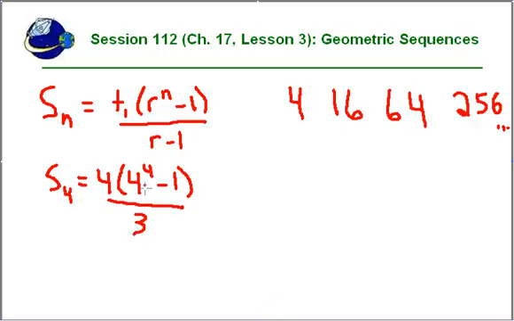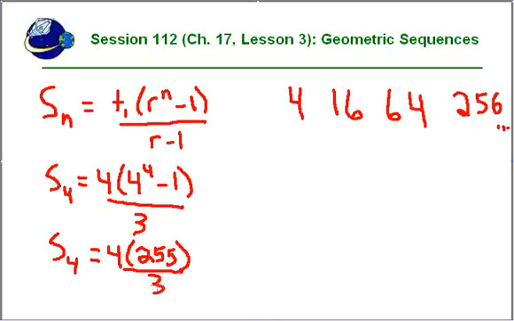Now then, let's go ahead and calculate this out. The sum of the first 4 is going to be equal to, well, what is 4 to the 4th? Well, 4 first is 4, 4 squared is 16, 4 to the 3rd is 64, 4 to the 4th is 256. So it's going to be 4 times 256 minus 1. Well, 256 minus 1 is 255. So let's go ahead and write the 255 in there. And then we are going to take that and divide it by 3.